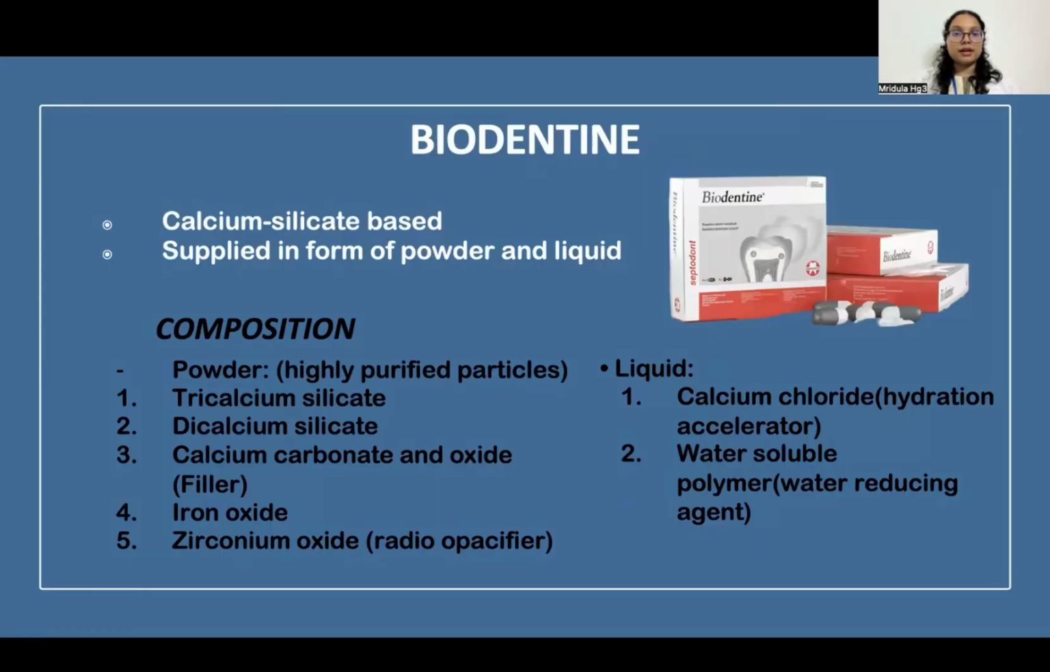Moving on to the next bioactive material, Biodentine. Biodentine was introduced by Septodont in 2010. It's a calcium silicate-based material supplied in the form of powder and liquid. The composition of the powder is tricalcium silicate, dicalcium silicate, calcium carbonate and oxide as a filler. It also has iron oxide and zirconium oxide, which acts as a radiopacifier. In the liquid, we have calcium chloride, which is a hydration accelerator, and a water-soluble polymer, which is a water-reducing agent.